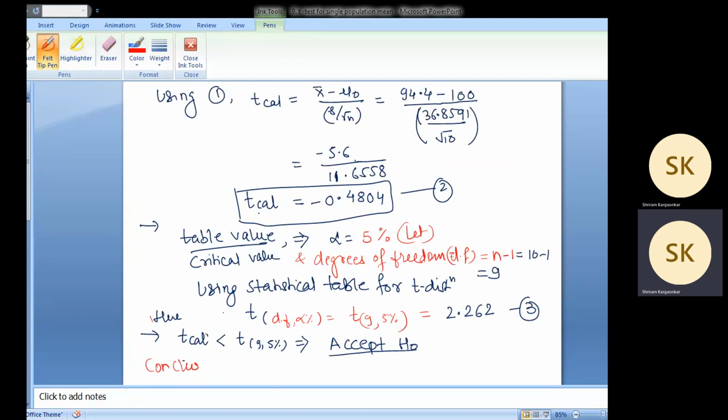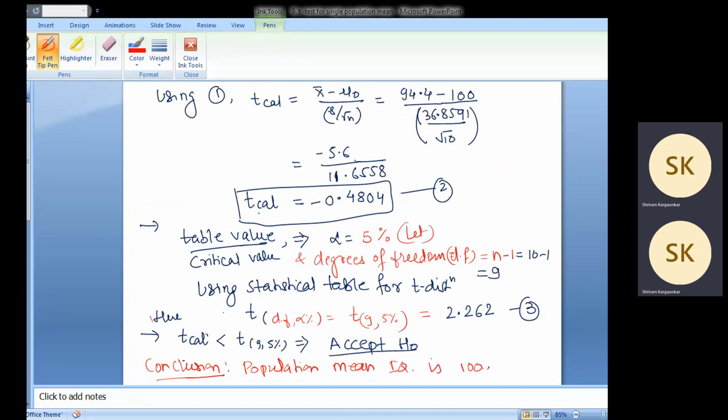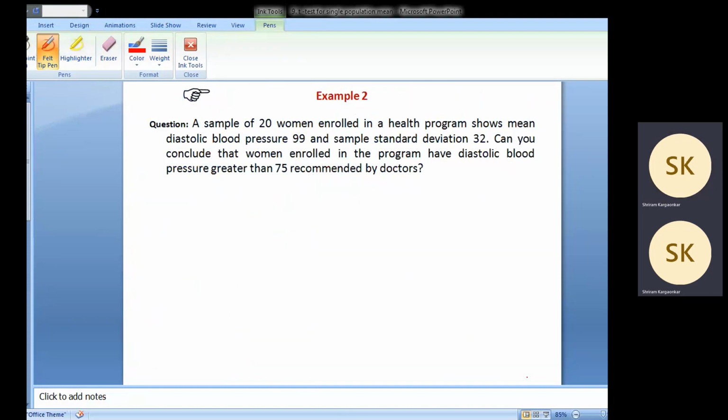So when we accept it, we come to the conclusion now. The conclusion is the population mean IQ is 100. So that is verified. So the population mean IQ of students is 100 at 5% level of significance. Okay, so this is the problem. In this way, we can solve this problem.